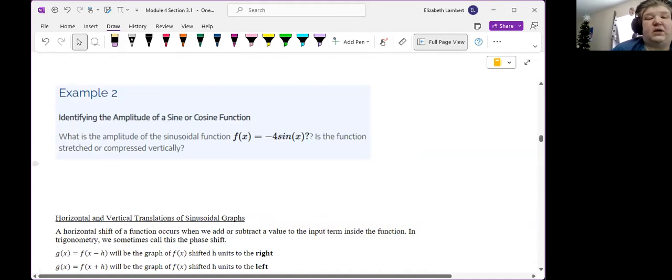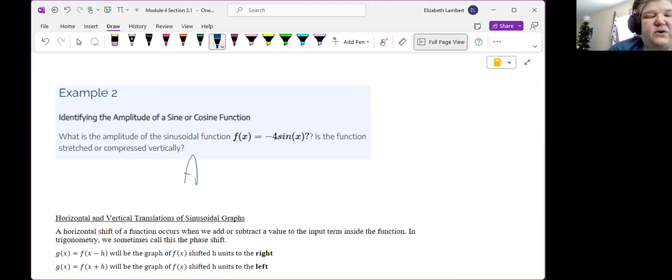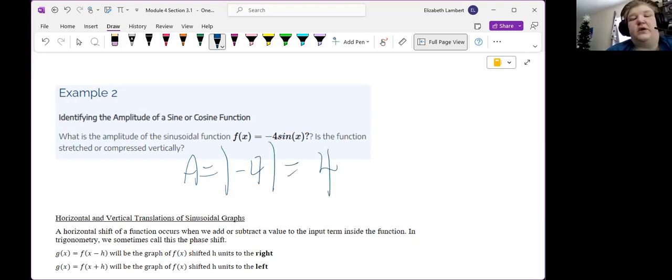Okay, so the amplitude of this guy is the absolute value of the number in front of sine x. So A for amplitude is the absolute value of -4, which is 4. What is this 4 going to do to the graph? The 4 is going to stretch the graph so it's 4 times as tall.